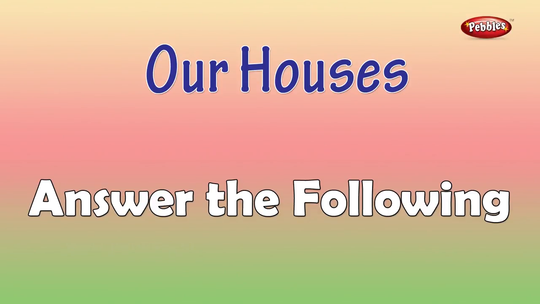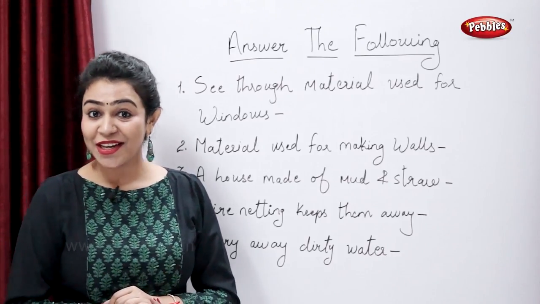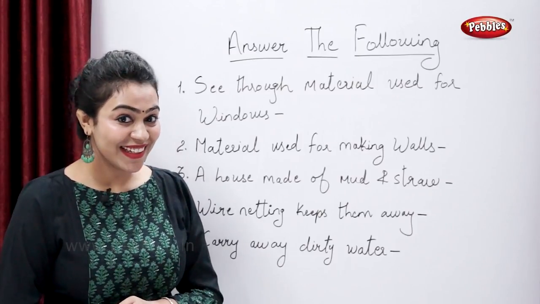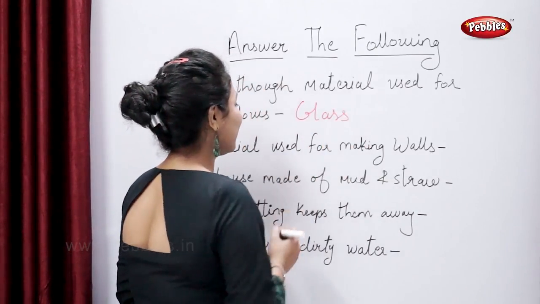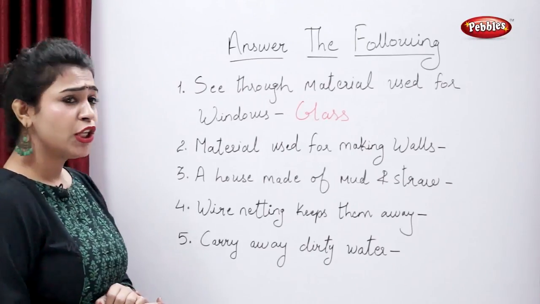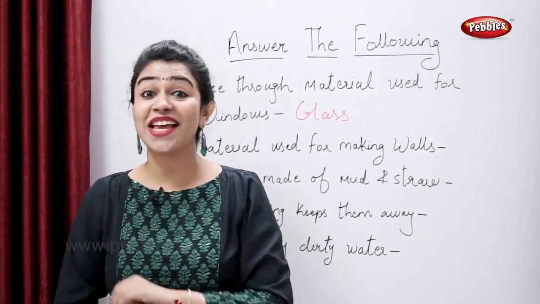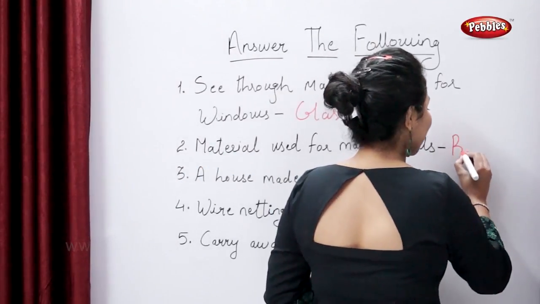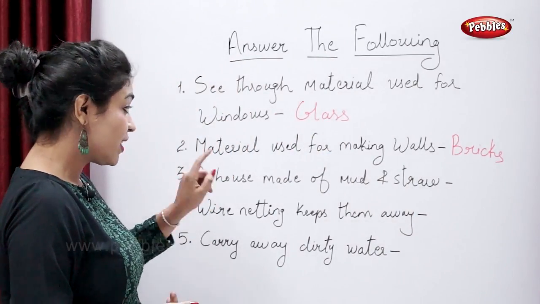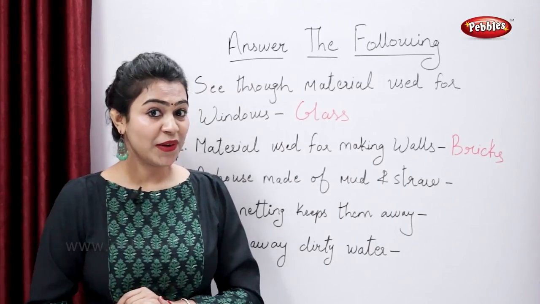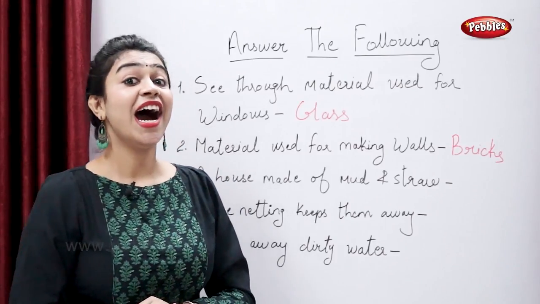Answer the following in one word. See-through material used for windows. So tell me, which is that material? Tell me. Yes, glass. Now tell me the material used for making walls. Tell me. Yes, bricks. So now tell me, a house made of mud and straw. Which is that house? Think. Yes, that's a hut.